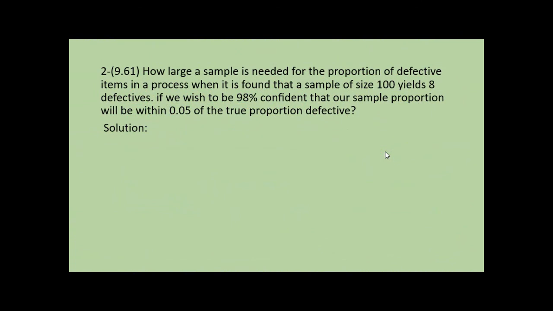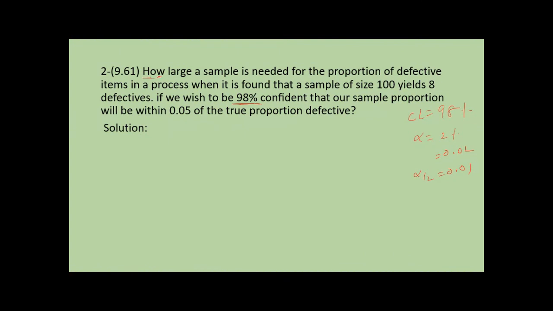What is this? What is this question all about? If we wish to be 98% confident, so the confidence level is given. Confidence level is 98%. Alpha is 2%, 0.02. Alpha over 2 is 0.01. Therefore, we want Z alpha. Well, let me check whether we want Z alpha or T alpha.